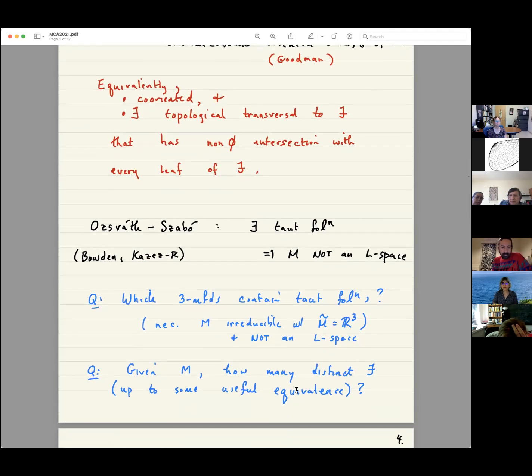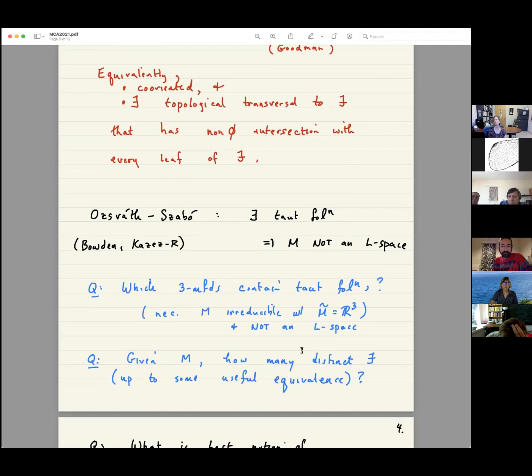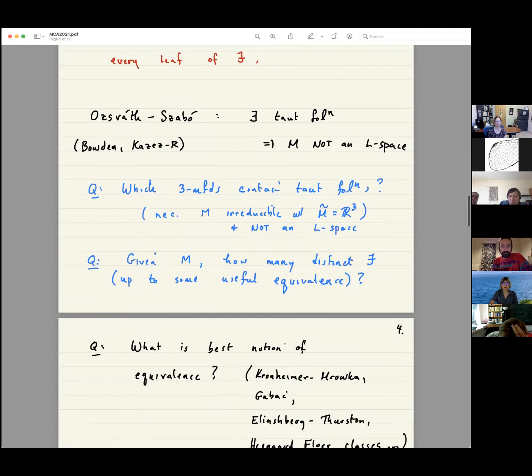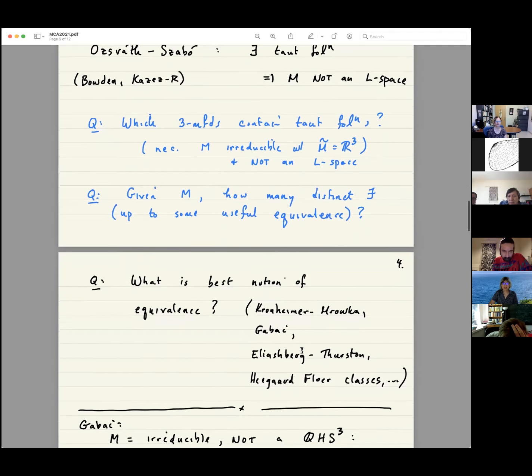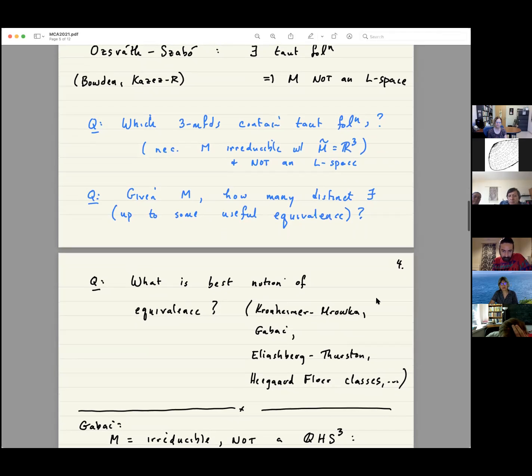But we could instead say, okay, let's be greedier and say, well, suppose I give you a manifold, how many distinct foliations are there in my manifold? And if you are used to thinking about foliations, you quickly think, well, I need to have some useful equivalence. And there isn't really an agreement or a best notion of equivalence. In part that depends on what you're interested in.